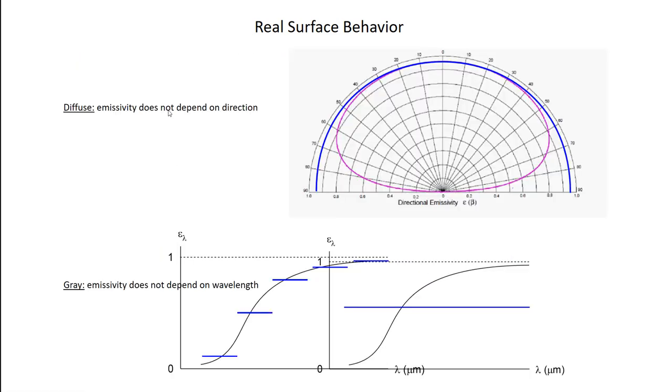When we deal with the problems that we're going to talk about in this class, we are going to make some assumptions about how these surfaces behave. And the first assumption is that the surfaces are diffuse. So we're only going to deal with surfaces here that have emissivity that doesn't depend on direction, right? So we can't deal with this surface characterized by the pink line. We'll only be able to deal with this surface characterized by the blue line, where the spectral directional emissivity is a constant over all directions, right?